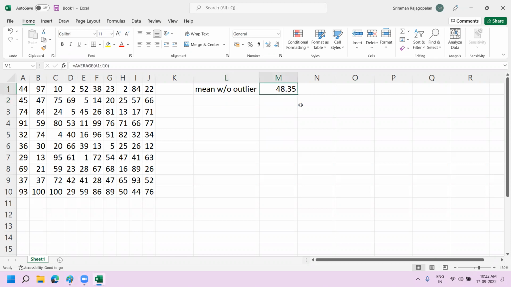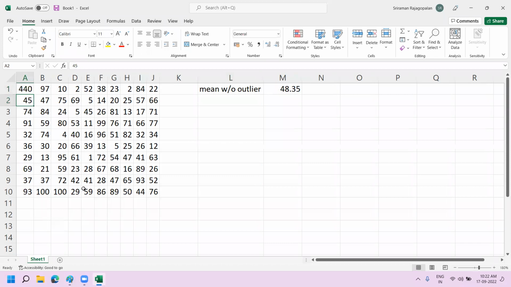So it is 48.35. So I'm just going to write this number, 48.35. Now let me introduce one outlier to my data set. You will probably get a different value because it is a random number. So now let's take the first number. I have 44. So I'm going to put this number as, let's say, 440. You can change any 1 or 2 values.